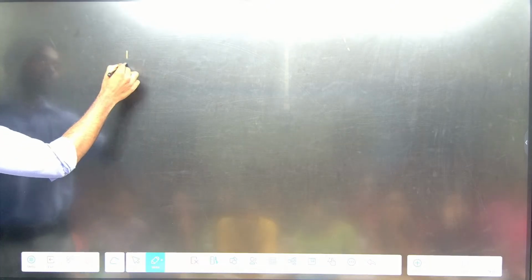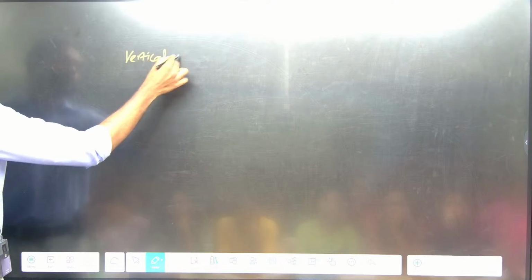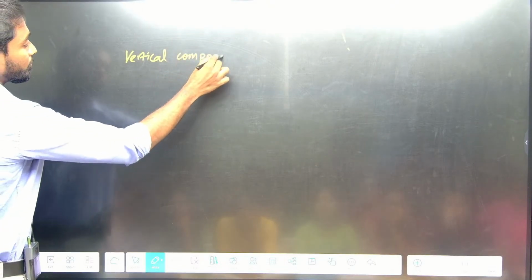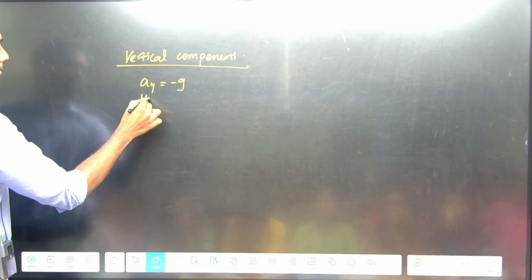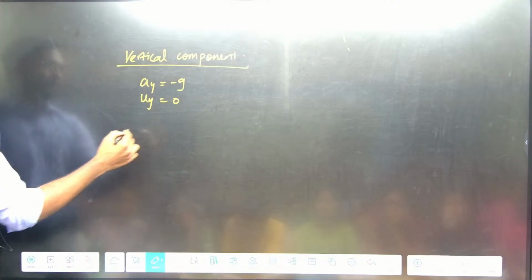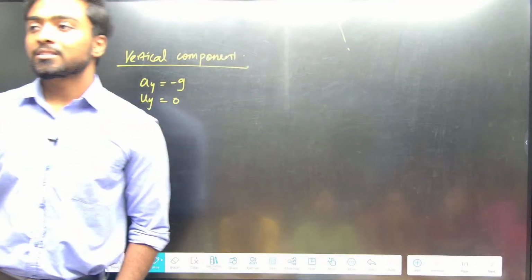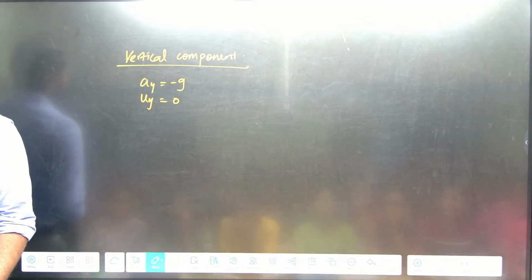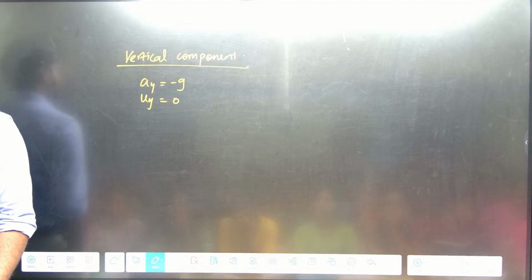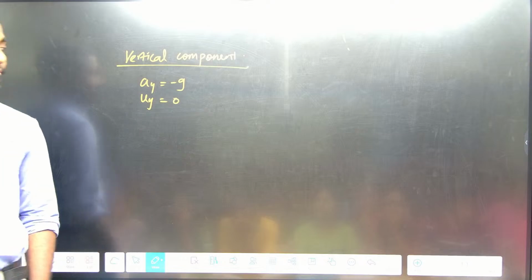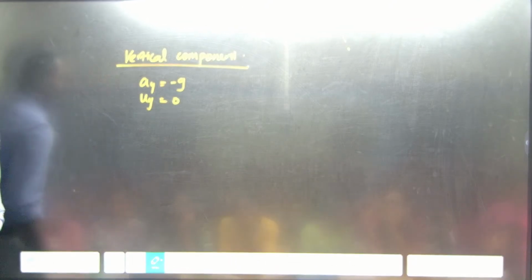So vertical component, ay will be minus g, uy will be 0. And if I want to find the maximum height, listen. If I want to stop, I will stop up to here only. If you want, I will take the class next also. Don't sleep and don't make noise, please. I will complete this topic and stop, okay? I will take the relative velocity in the next class.